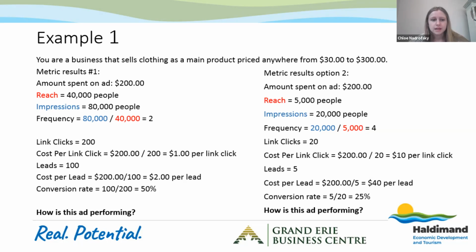The number of leads that we're getting from these link clicks is 100. So cost per lead is $200 divided by the 100 leads, which is $2 per lead. And then our conversion rate is our 100 leads divided by 200 link clicks, so we get a conversion rate of 50%, which is really high. That's saying every other person that clicks on your link is actually going to follow through with the purchase, or like the example of signing up on an emailing list.